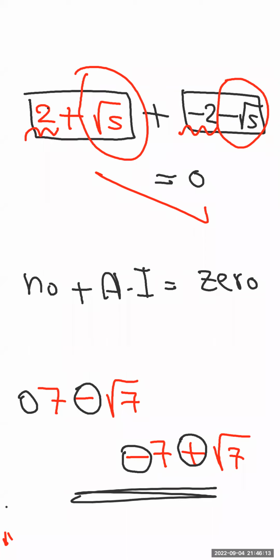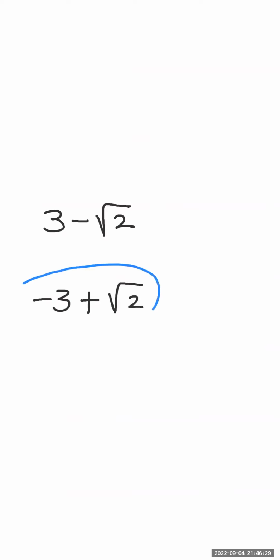Another clear example of numbers like this: 3 minus the square root of 2. Simply, the additive inverse is -3 plus the square root of 2. Also, guys, I can change the order for this number.